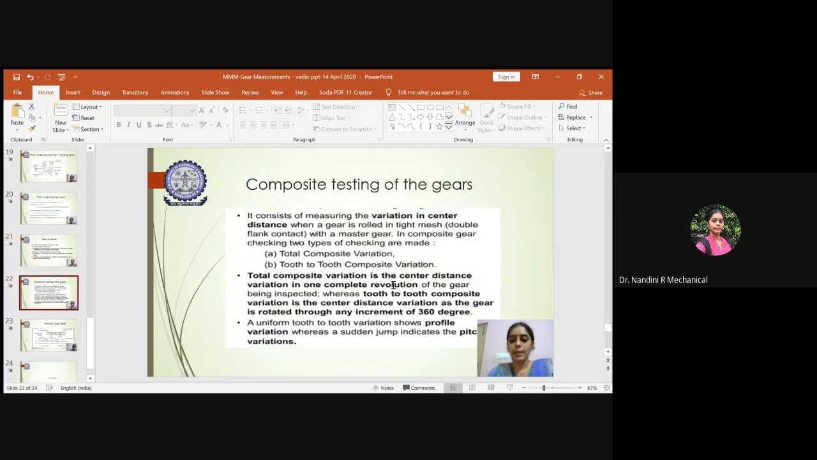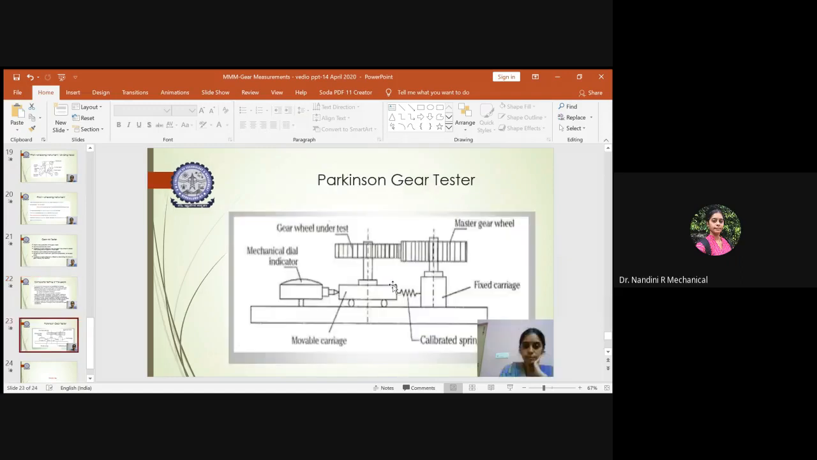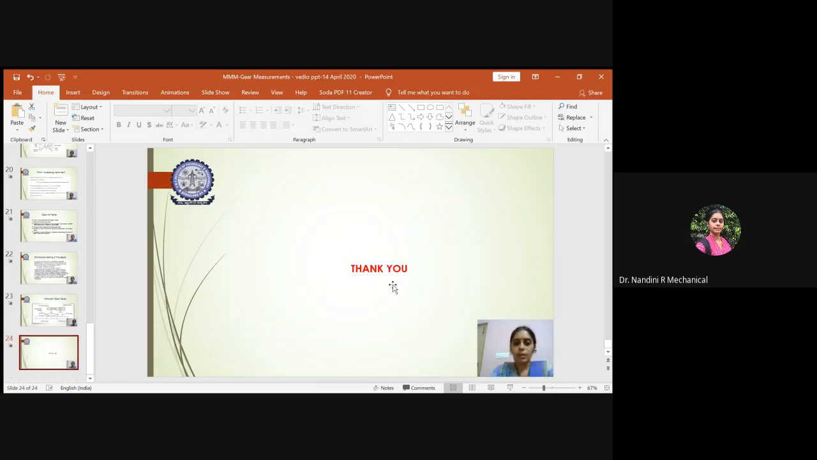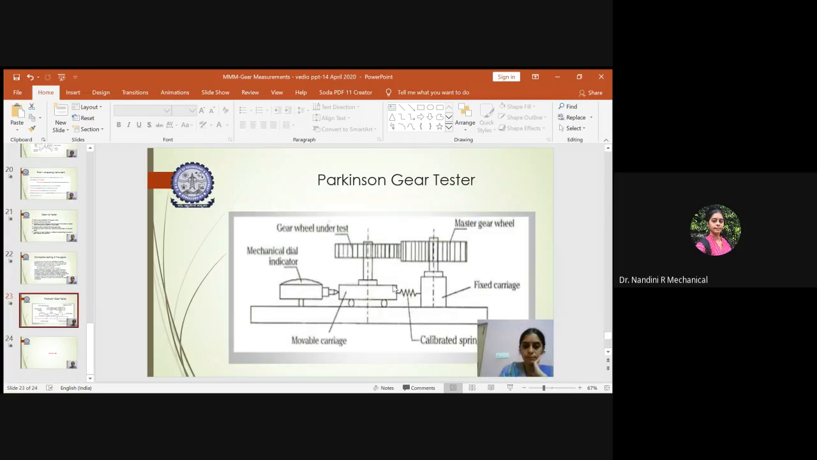All these we dealt with, and then we came across composite testing of the gears. The two checking types we used here are the total composite variation and the tooth to tooth composite variation. So we use these two types of variation for composite testing of the gears. We also described what a Parkinson gear tester looks like and what parts are associated with it. So all these we studied about gear measuring instruments.